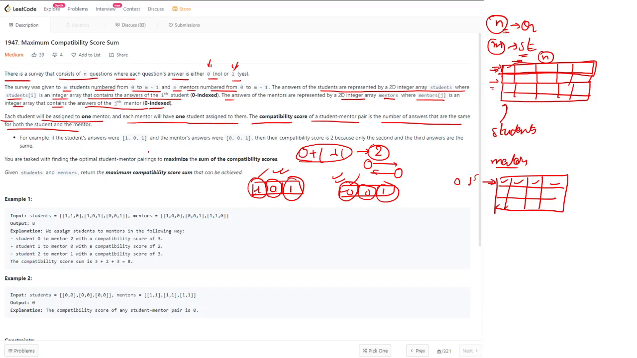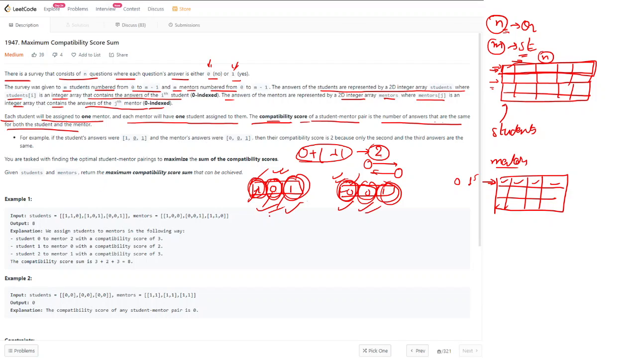Okay, so this is what it is saying. For each student, assign one mentor. The compatibility score of a student-mentor pair is the number of answers that are the same for both student and mentor. What are these? This and this. So two answers are the same for both student and mentor, so the compatibility score for the student-mentor pair is 2.